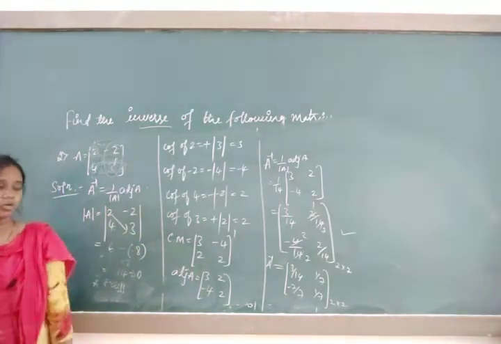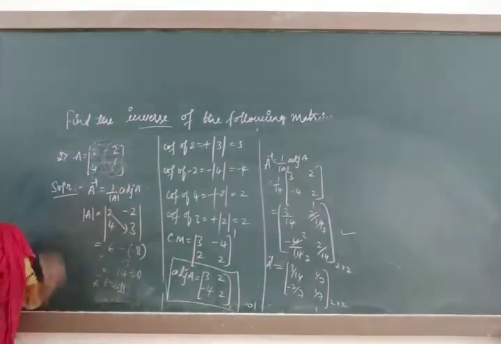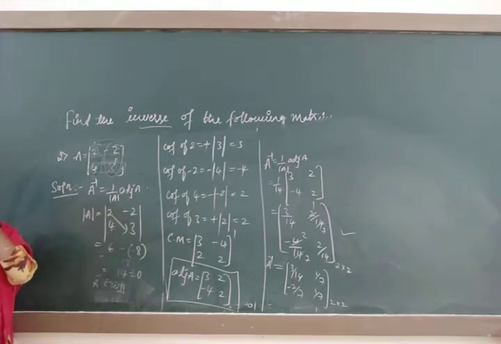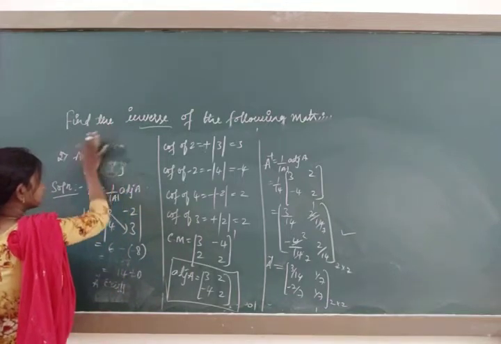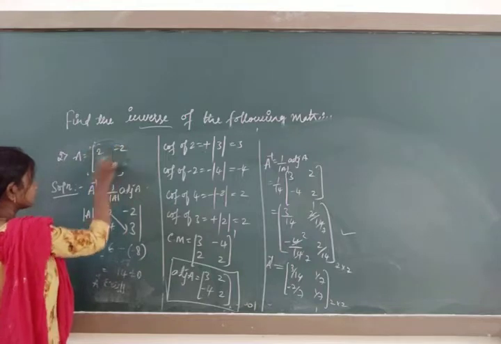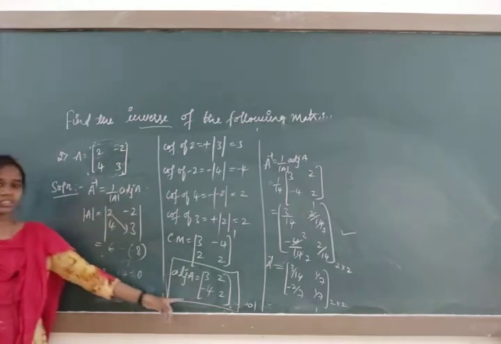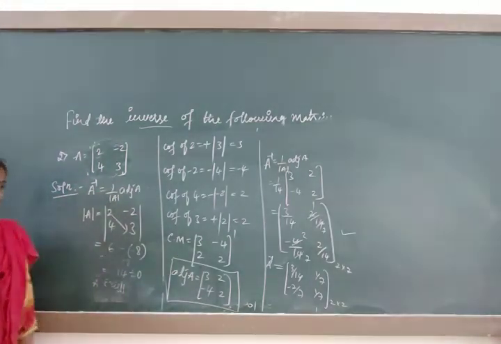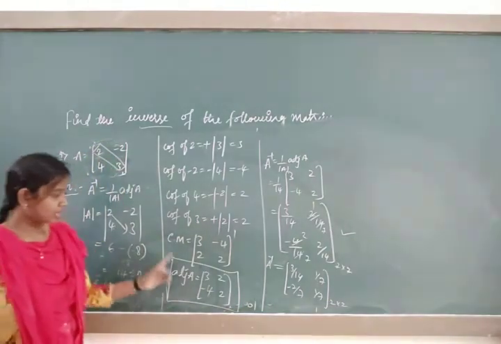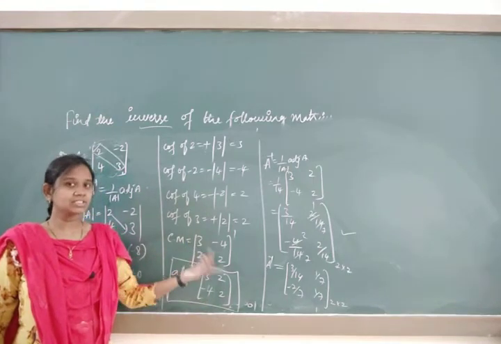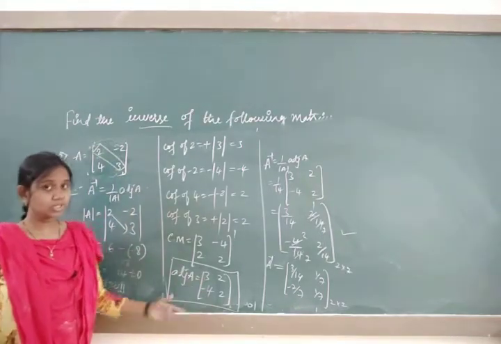But in this, one thing you observe, especially for 2 cross 2: this is adjoint A, and this was our question. Observe the question as well as the adjoint. We can write the adjoint directly. See here, this is the primary diagonal. In our adjoint, the primary diagonal values have been interchanged, their positions have been interchanged. See, 2 3 has now been interchanged to 3 2.